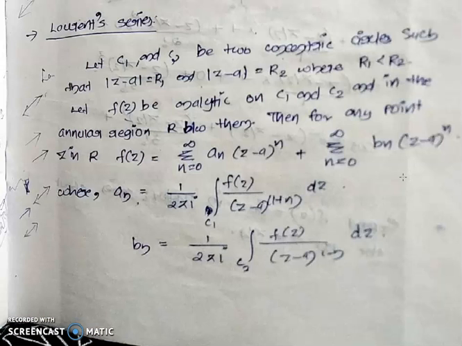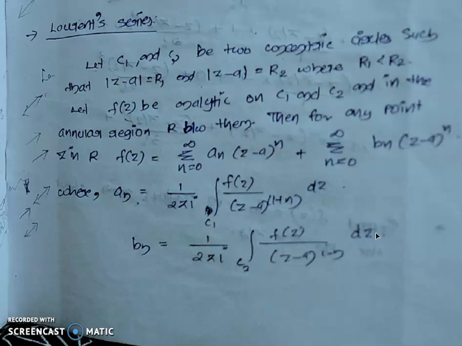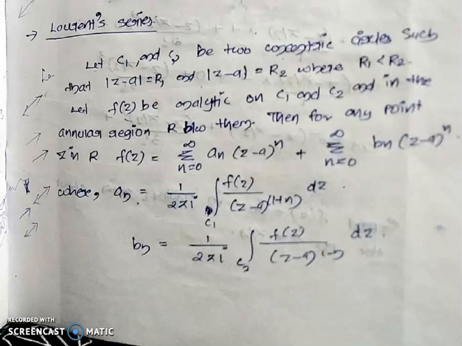raised to n, where a n is 1 by 2 pi i integral over C1 f of z by (z minus a) whole raised to 1 plus n dz, b n is 1 by 2 pi i integral over C2 f of z by (z minus a) whole power 1 minus n dz. So in a n we have 1 plus n, in b n the power is 1 minus n. So this gives the Laurent series expansion with the values of a n and b n given here.